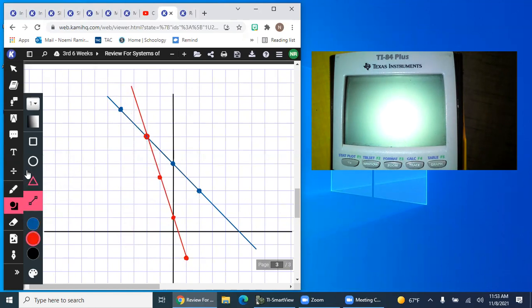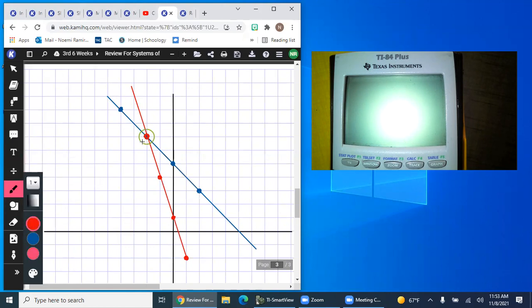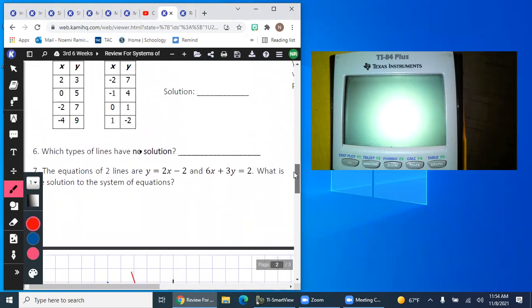And you'll notice that the point of intersection, which is right here, is where these two lines cross. If you think about it, it's the same exact point for the red line as it is for the blue line, meaning they're sharing the same exact numbers.